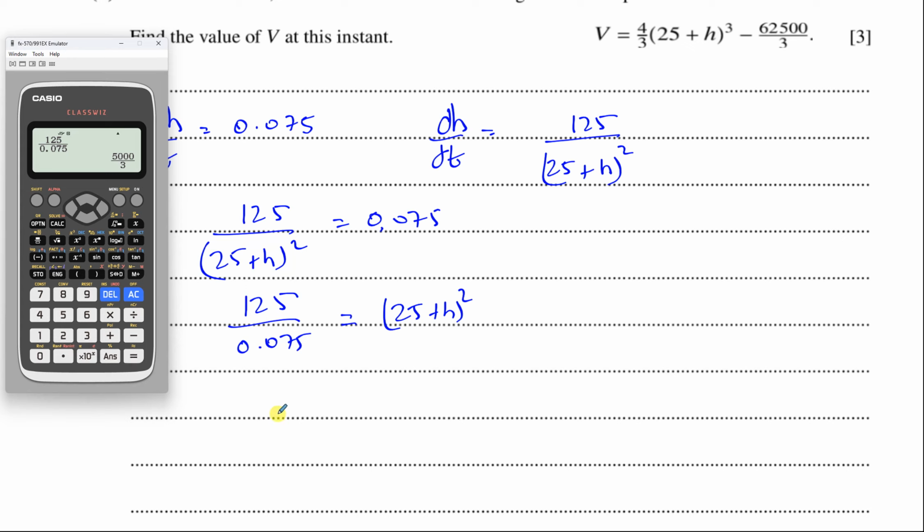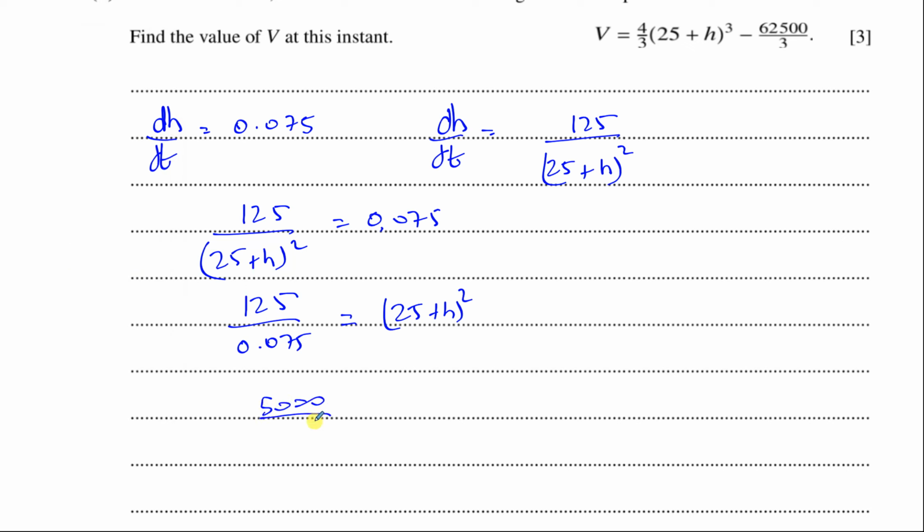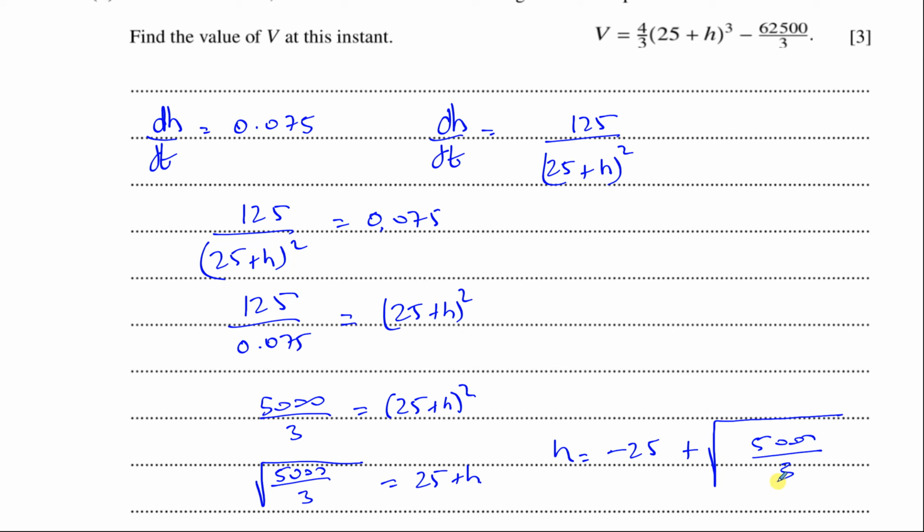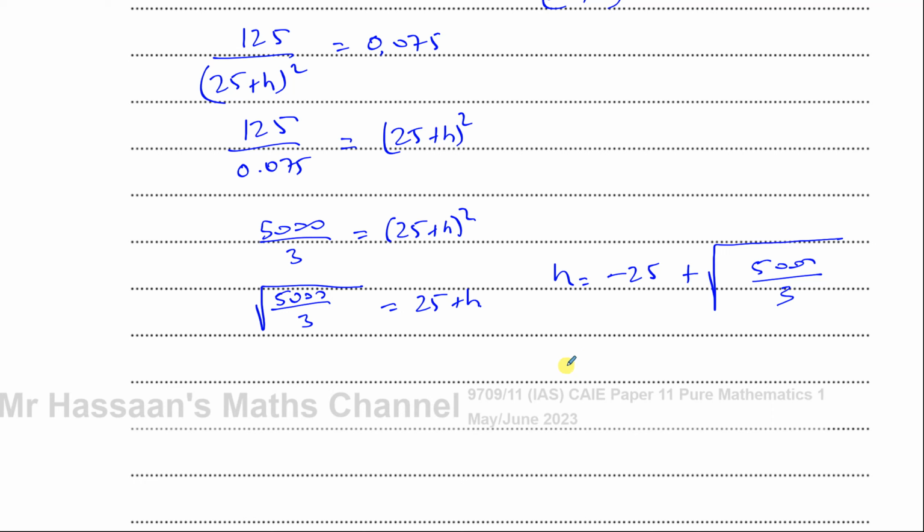Okay, that gives me 5,000 over 3. So 5,000 over 3 equals (25 plus h) all squared. Now what we can do is square root both sides. Let's leave it in this exact form for now: the square root of 5,000 over 3 is equal to 25 plus h. So therefore h is equal to this minus 25. So I'll put minus 25 plus the square root of 5,000 over 3. That will give us the value of the height at the point which we need it.